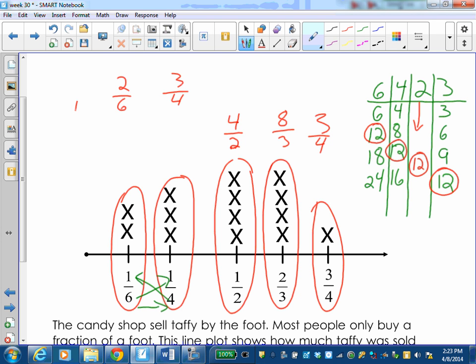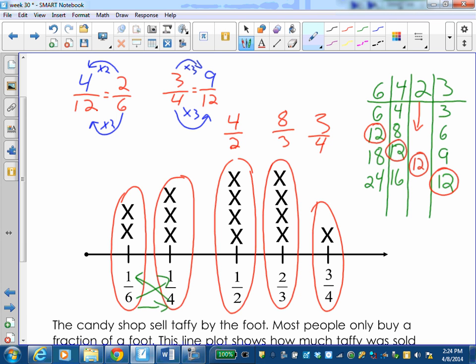So this one is going to equal something over 12. And anytime we are making equivalent fractions, you look at how did you get from 6 to 12, you multiply times 2. That means you're going to do the same thing up here. In order for it to be equivalent, you've got to do the same thing. Okay? So here, I want to make this equivalent to something over 12. So I've got 4 times 3 equals 12. So 3 times 3 equals 9.